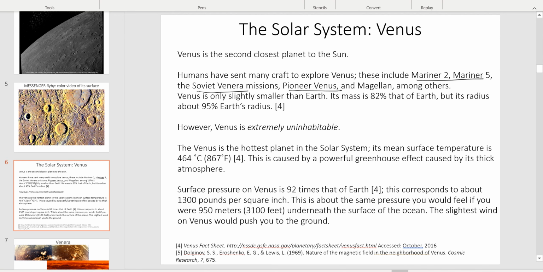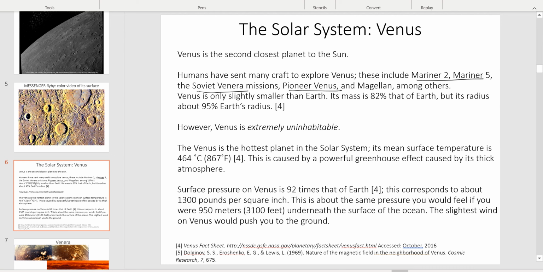I did mention the size of Mercury, actually. Mercury is the smallest planet, and Venus is actually the third smallest planet. The second smallest is Mars. The fourth smallest is Earth. Venus is in between Mars and Earth.